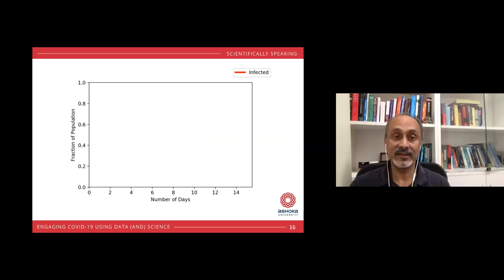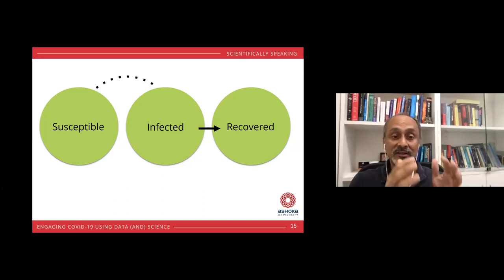So these rates at which you move from the susceptible box to the infected box is what goes into the model. And an idea of how many people are susceptible is another thing that goes into the model. And that's how we begin to study it.